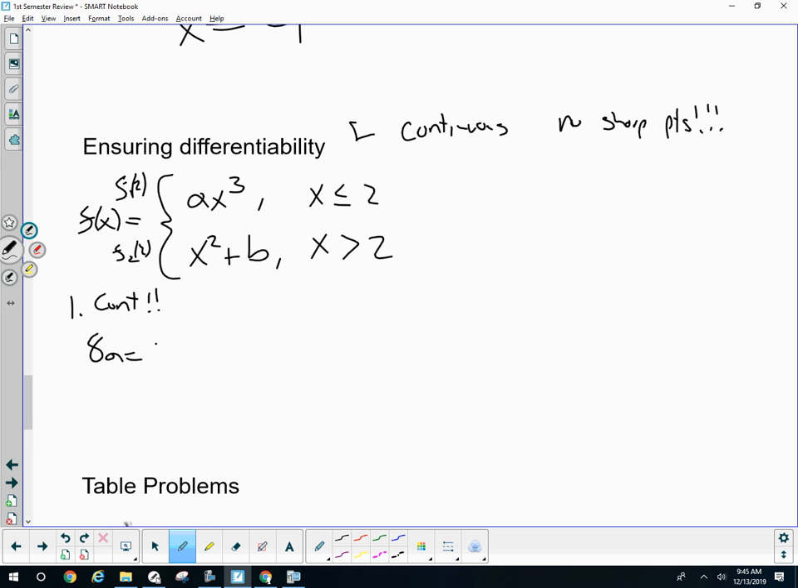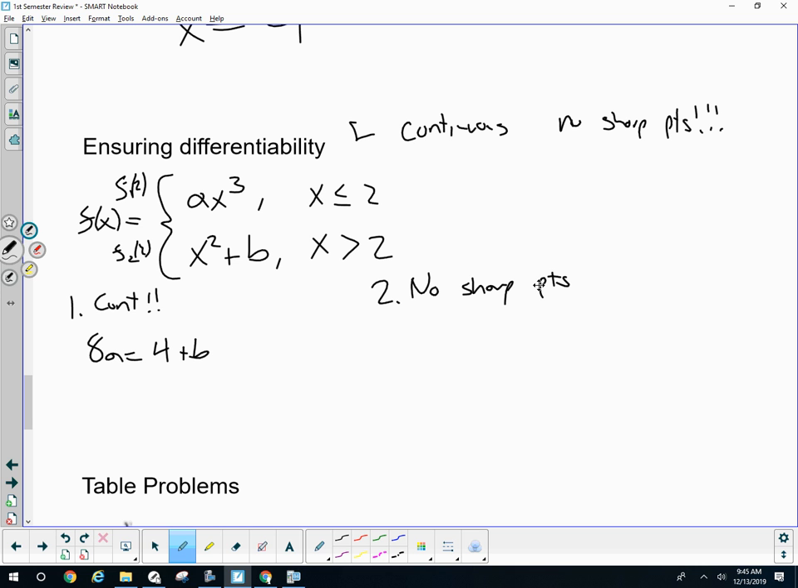8a equals 4 plus b, okay? This must be an equation that must be true if we are to be continuous. But the problem is I don't know what a and b are. This is where the second equation comes from.